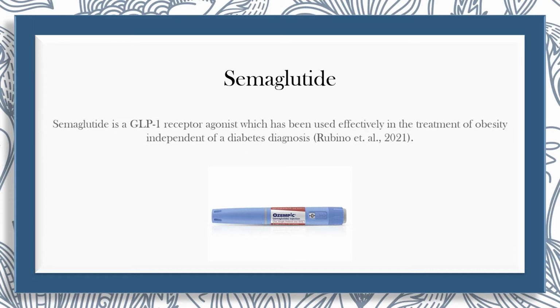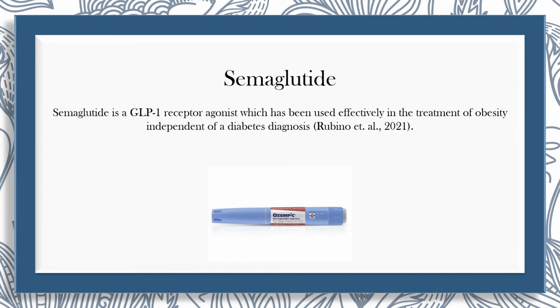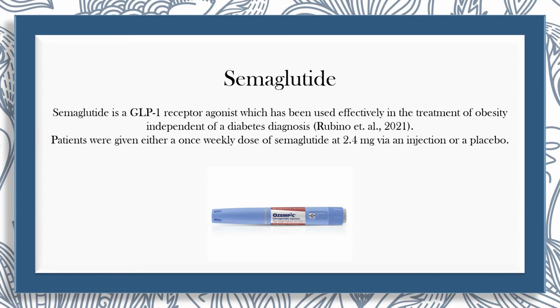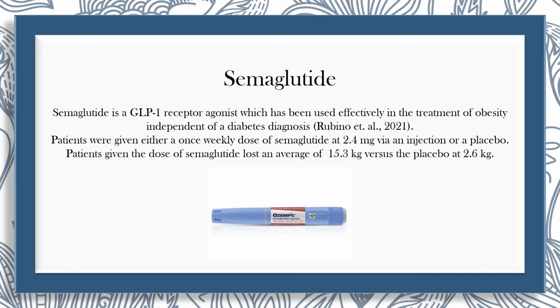Semaglutide. Semaglutide is a GLP-1 receptor agonist which has been used effectively in the treatment of obesity. And this is independent of a diagnosis of diabetes. In these particular studies, patients were either given a once-weekly dose of semaglutide at 2.4 milligrams via an injection or a placebo. Patients given the dose of semaglutide lost an average of 15.3 kilograms versus the placebo at 2.6 kilograms.